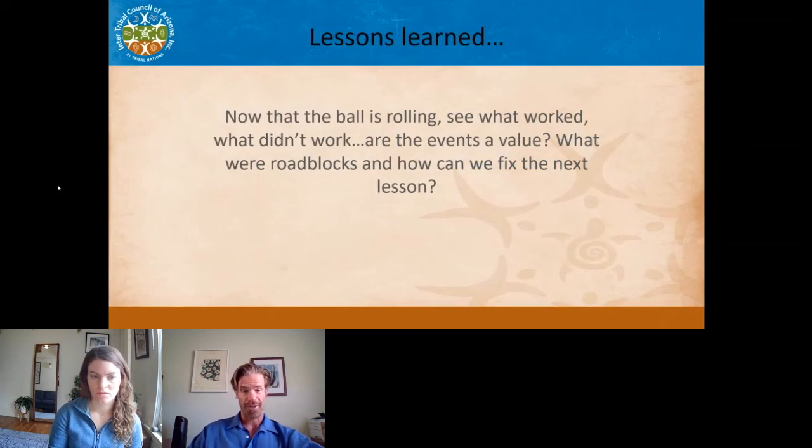Lessons learned. Wow. We probably couldn't have applied for this grant at a more challenging time. I would have to say much of this was figuring out how to work during a pandemic. And once the ball was rolling, sometimes we hit a hurdle, sometimes we hit a pitfall, and see what events were of value, what were the roadblocks in that past lesson that we had, and when we do another one, figure out what we can do differently.